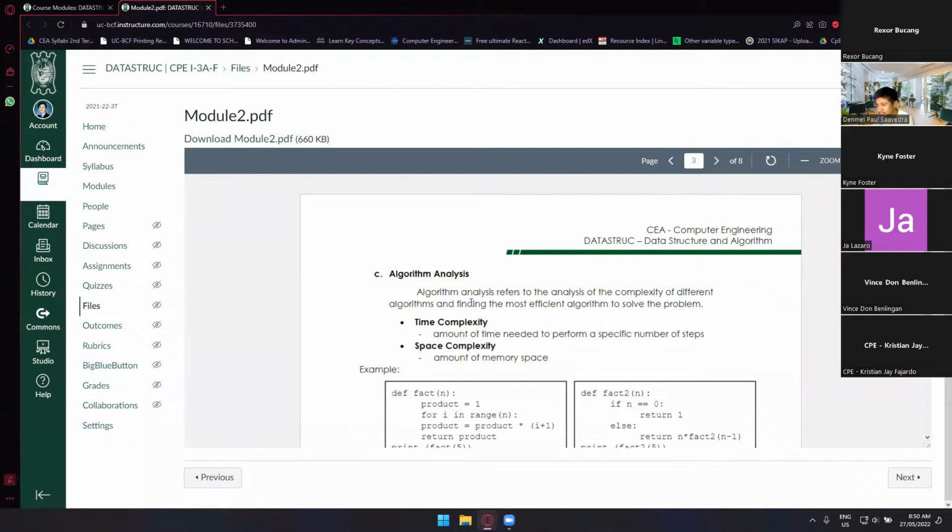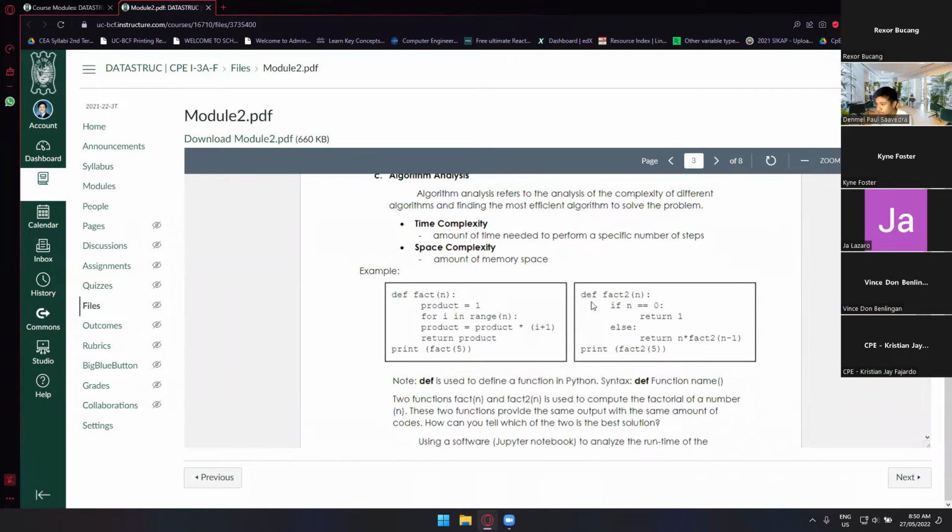So algorithm analysis refers to the analysis of the complexity of different algorithms and finding the most efficient algorithm to solve the problem. So we have two variations for this one. First one is the time complexity that you need to analyze. Okay, so this is the amount of time needed to perform a specific number of steps. And then the second one is the space complexity. This is also included, so not just the fastest algorithm, but also the storage or the space that you're going to consume in your memory. Okay, so this is an amount of memory space.